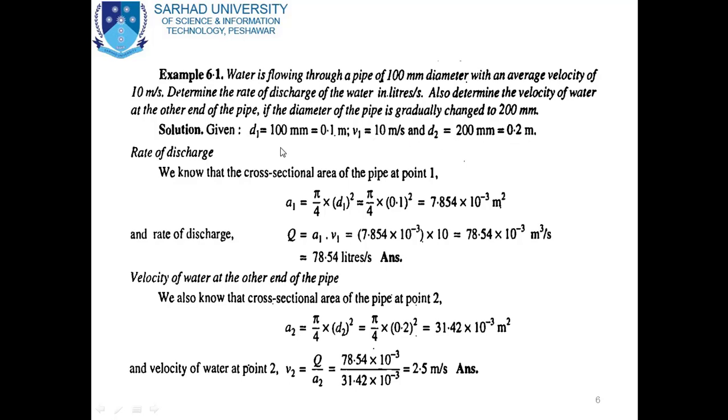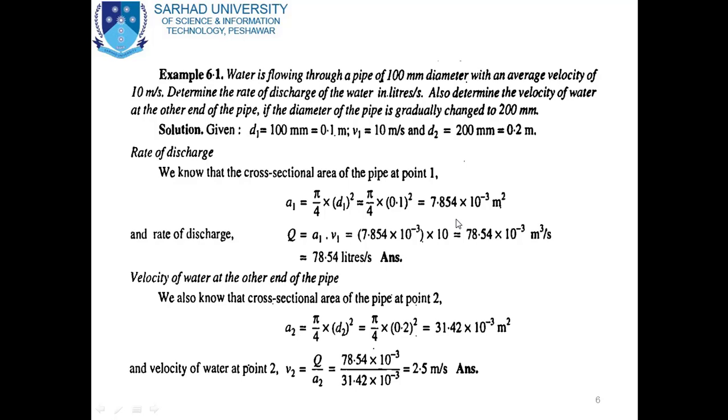So for that purpose, first of all we find the cross-sectional area of the pipe. We know that the cross-sectional area of the pipe at point 1, A1, is equal to pi by 4 d square. As the pipe is circular, we use the area of a circle, which is pi by 4 d square. The d1 value is already given, which is 0.1. So put the value of d1 and we will get the area A1 equal to 7.854 into 10 to the power minus 3 square meter. So this is the area of the pipe at point 1.